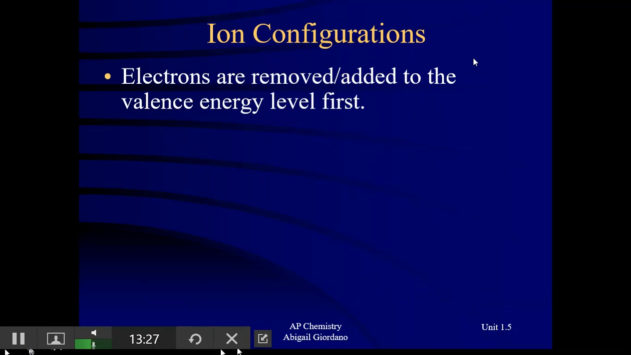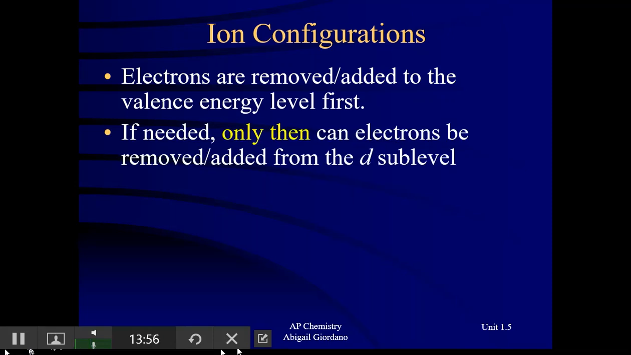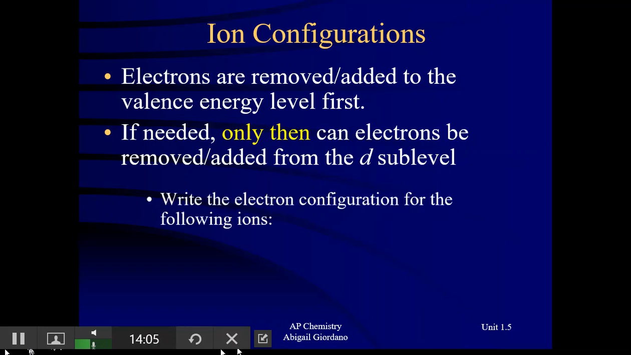Now, you'll be asked to do configurations for pure elements. You'll also be asked to do them for ions. And the reason I brought up valence electrons is because those are the electrons that will be removed first when you're creating an ion. Ions are particles that electrons have either been taken away or added. Electrons are removed or added from the valence energy level first. If we need to take more, then we can dip into the D sublevel.